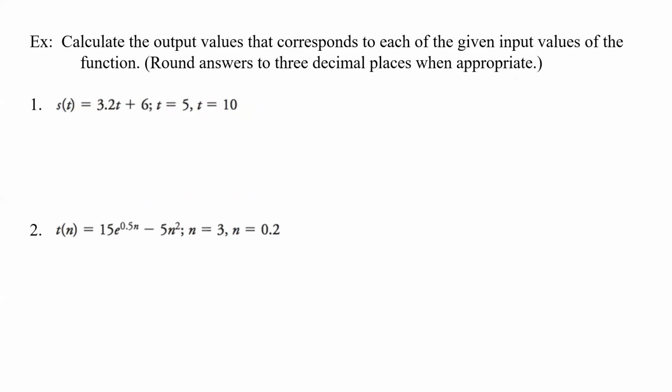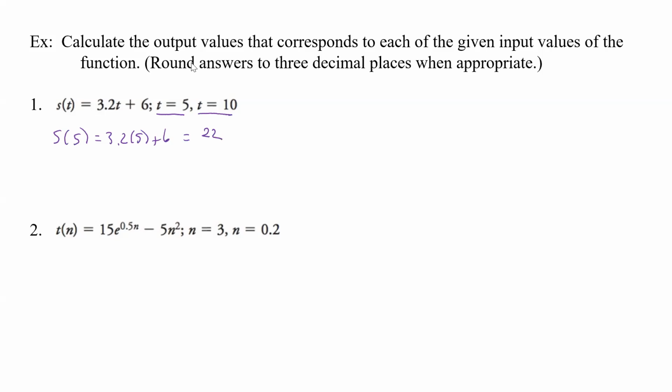So here it says calculate the output values that correspond to each of the input values of the function. Round your answers to 3 decimal places when appropriate. Okay. So we have a function s of t is equal to 3.2 times t plus 6. And we want t equals 5 and t equals 10. So S of 5 is equal to 3.2 times 5 plus 6. And so if we take 3.2 times 5 plus 6, we should get 22.